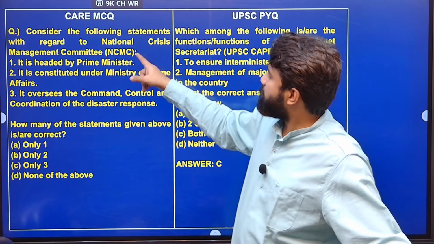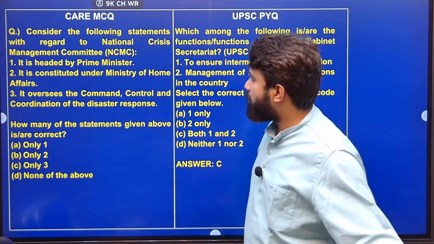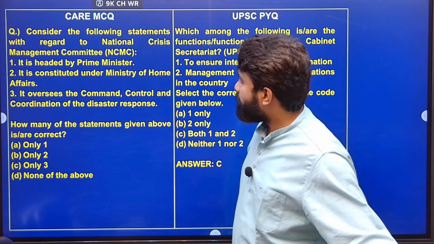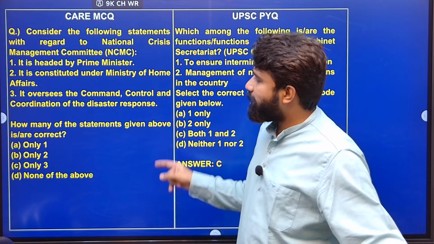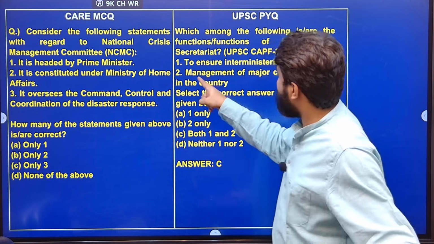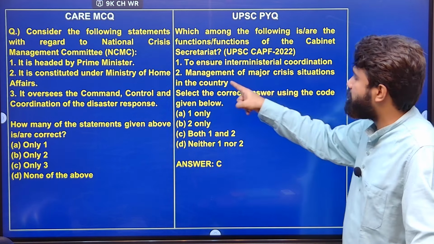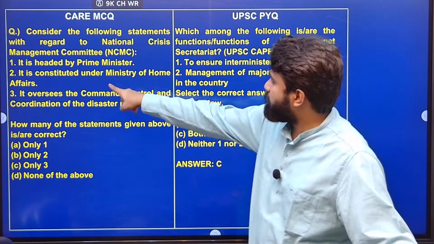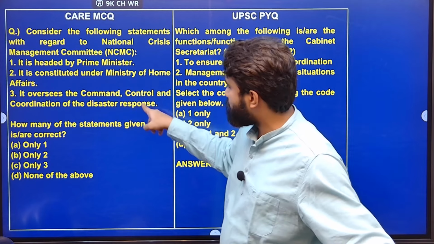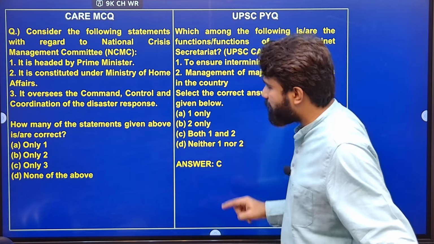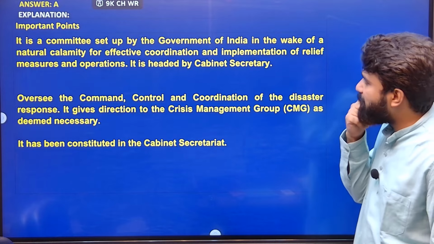Next, following statements with regard to National Crisis Management Committee. It is headed by Prime Minister. No, it is wrong statement. It is headed by Cabinet Secretary because he has to take care of this major crisis situation in the country. Next, it is constituted under Ministry of Home Affairs to oversee the command, control, coordination of the disaster response. Those two are fine, it seems.